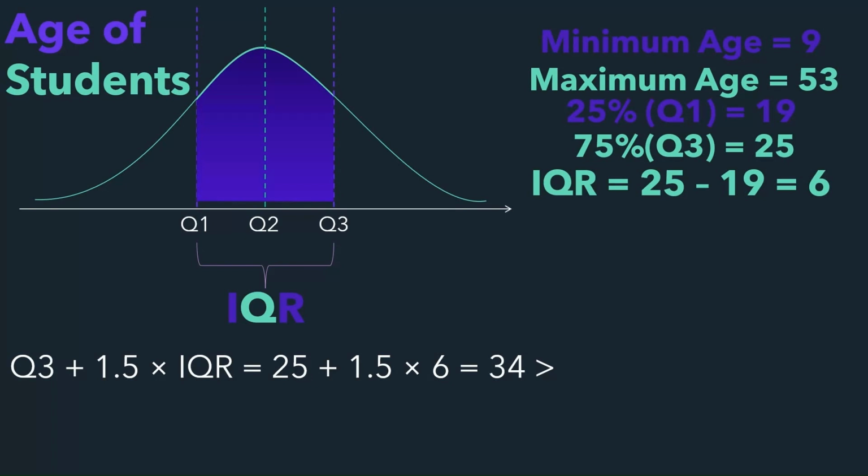And then I'm going to say plus 1.5 into 6. So this gives me a value of 34. So any data point that is greater than 34 will be my outlier. Now what is an outlier and what is the problem with an outlier?